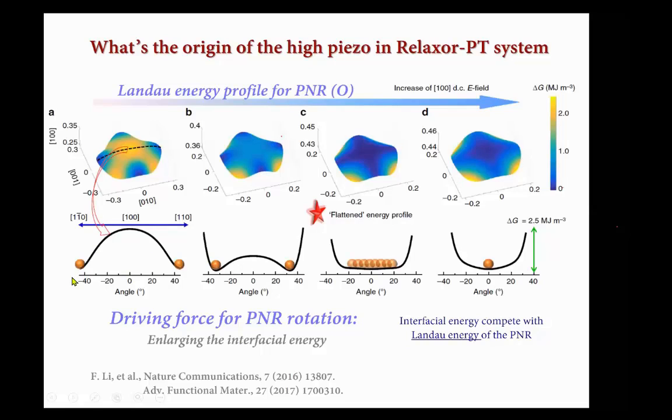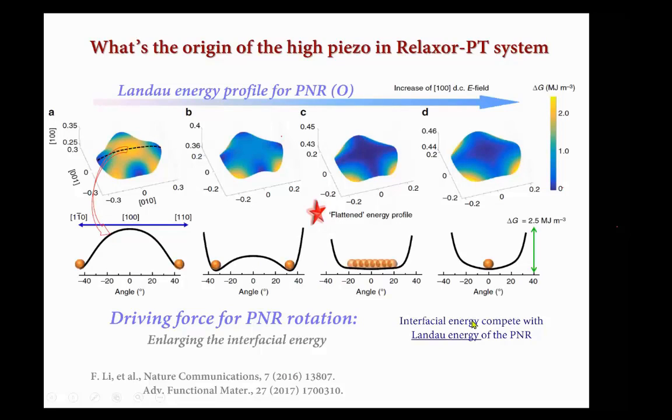We can see here, at the beginning, without applied electric field, the orthorhombic polar nanoregion has two stable states. One is 11 bar 0, the other 110. Without an electric field, if the polar nanoregion rotates from one stable state to another stable state, it needs to overcome a large potential barrier. If we apply the electric field, that means the driving force goes up, and because of the competition between the interfacial energy and the Landau energy, the potential barrier decreases, and it makes the polar nanoregion rotate much easier.